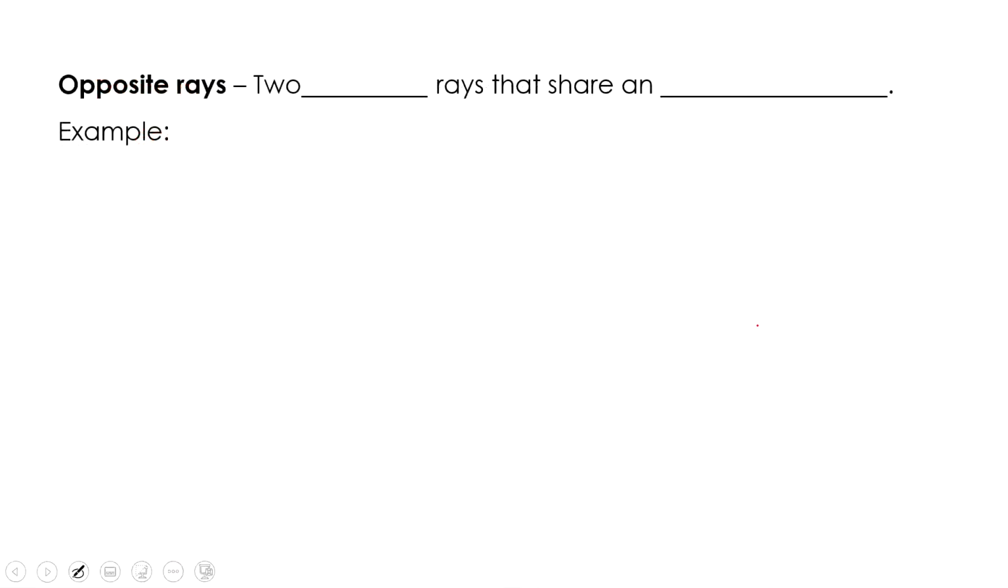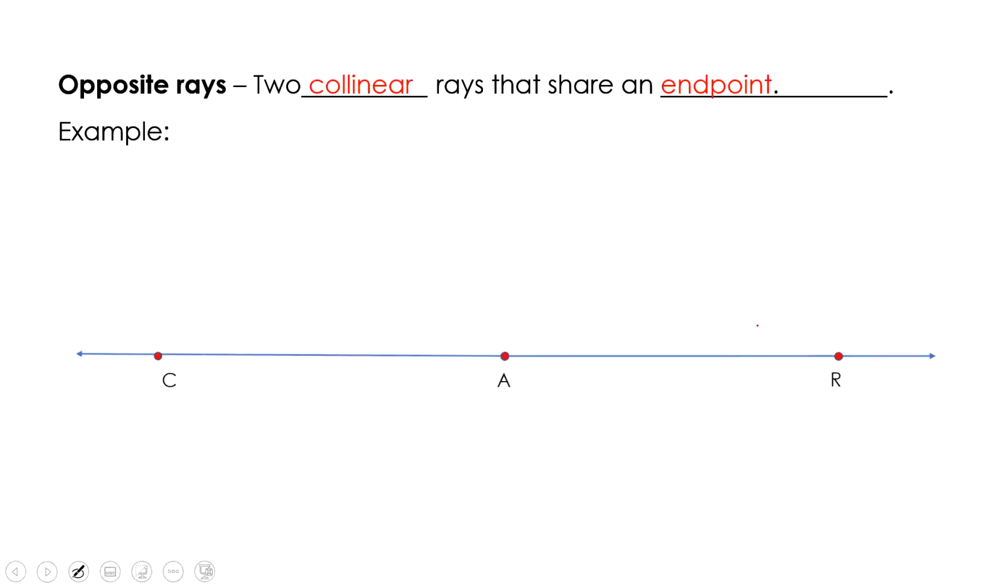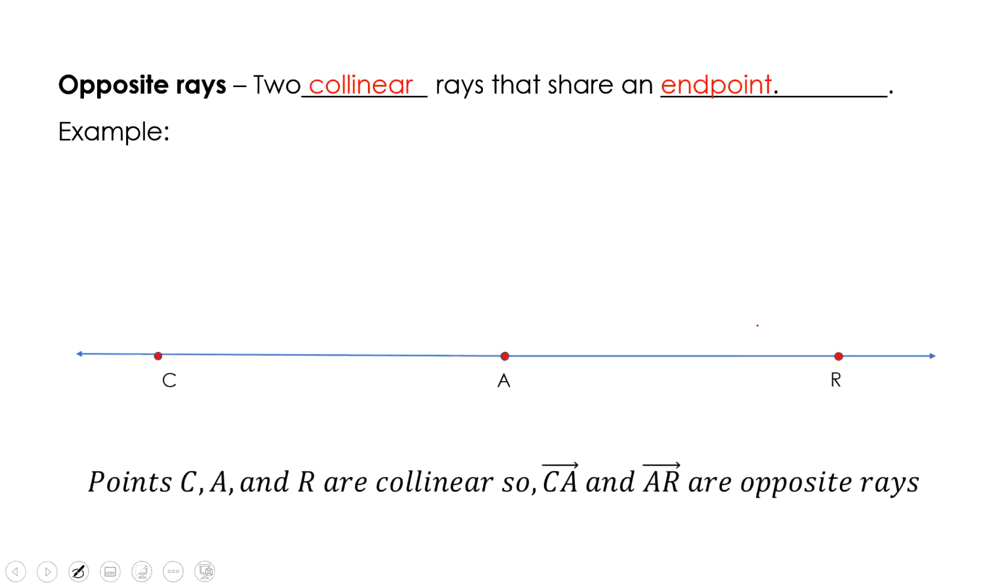Okay, opposite rays. This is a little crazier. They're two collinear rays that share an endpoint. Again, we have a picture for an example. I have my two collinear rays. They start at point A. They extend in opposite directions. So points C, A, and R in this example here are collinear.